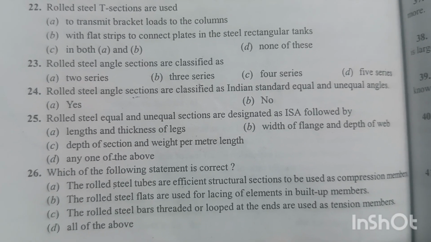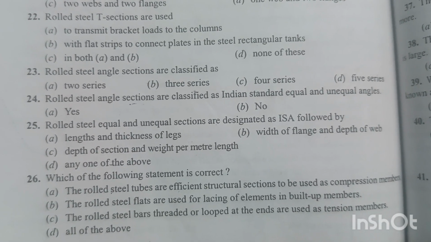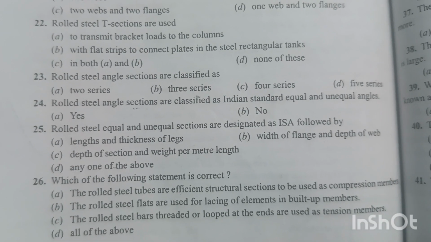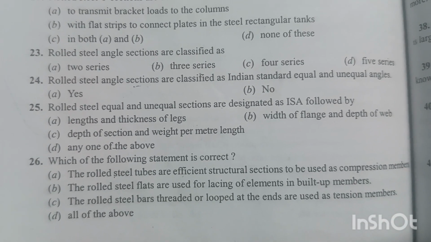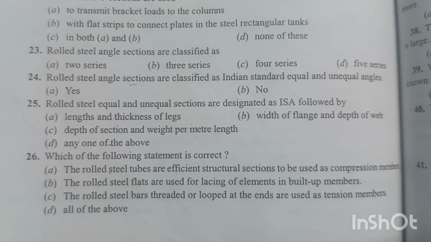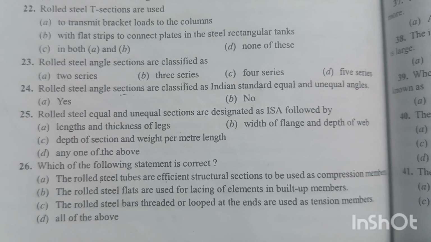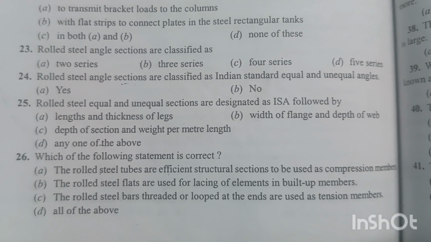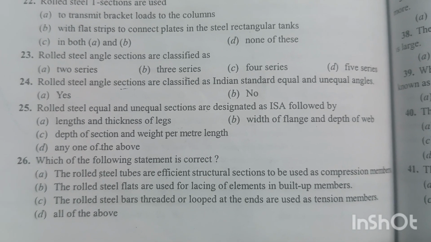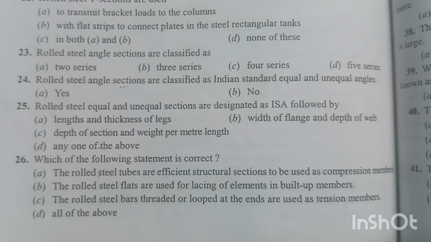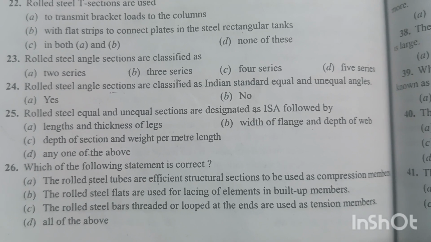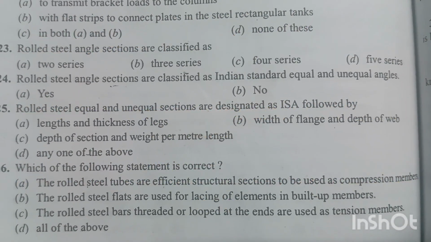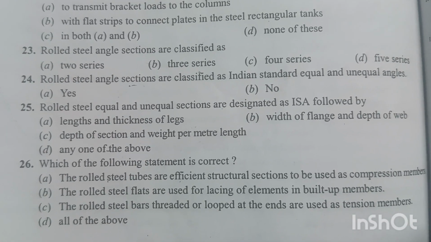Question number 25. Rolled steel equal and unequal sections are designated as ISA, followed by width of flange and depth of the web. Option B is right answer. Question number 26. Which of the following statement is correct? Option A. The rolled steel tubes are efficient structural sections to be used as compression members, right. Option B. The rolled steel flats are used for lacing of elements in built-up members, right. Option C. The rolled steel bars threaded or looped at the ends are used as tension members, right. Option D is the right answer, all of the above.